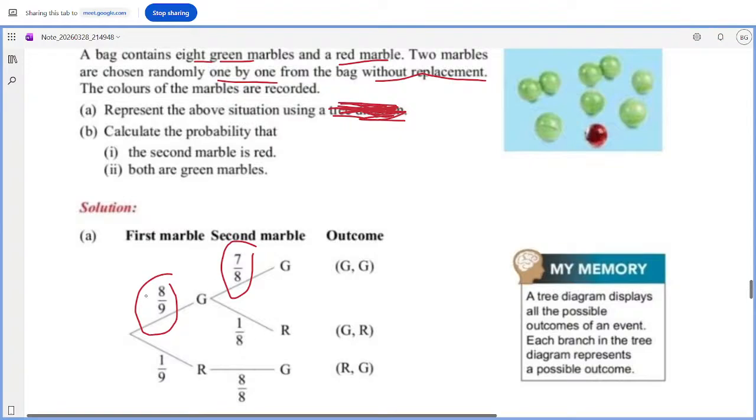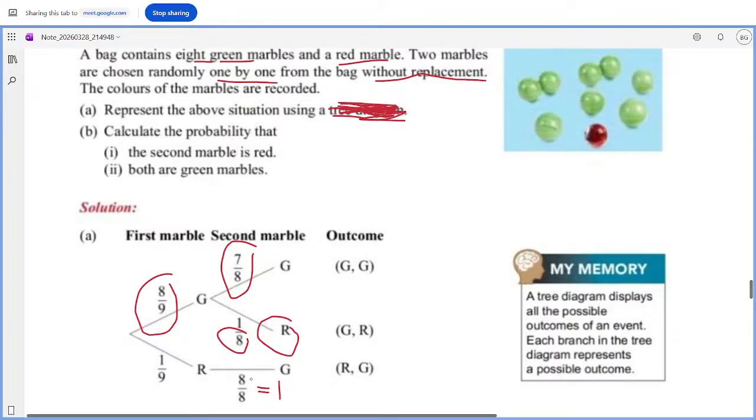Okay, let me explain this one first. Let's say the first marble you choose green, so 8/9, but the second marble you choose red. So total will still decrease by 1 because you already took out one green marble, and red marble you only got 1. So that's why it's 1/8. Okay, and then the last one, let's say you choose red. 1/9, first one. Then let's say next you choose green. You choose one marble, total decreases by 1. 9 becomes 8. Green, you still got 8 marbles because the first one you chose is red. So it's still 8/8. So guys, over here, 8/8, if you write 1, also can, no problem.